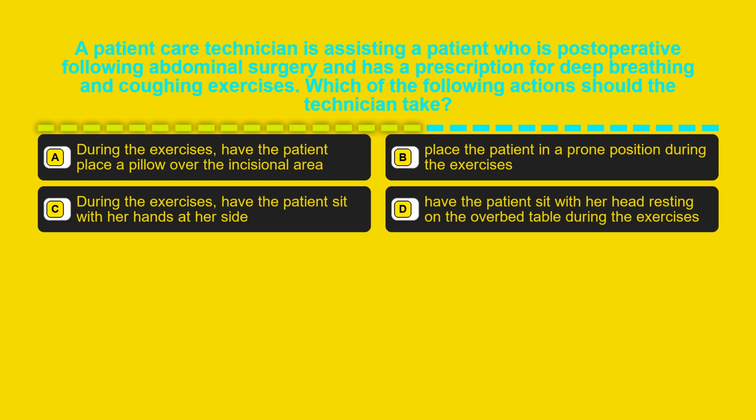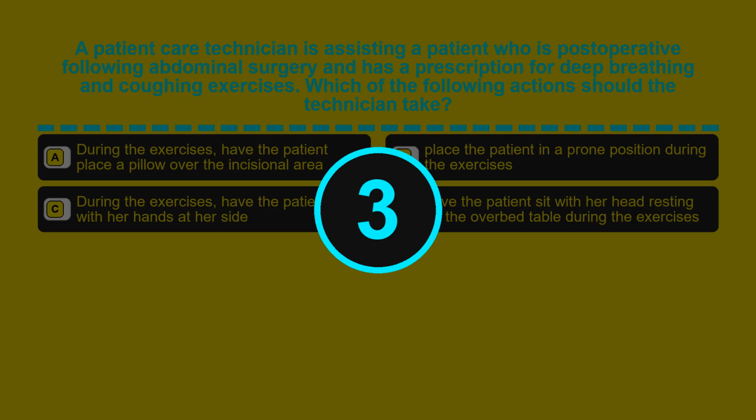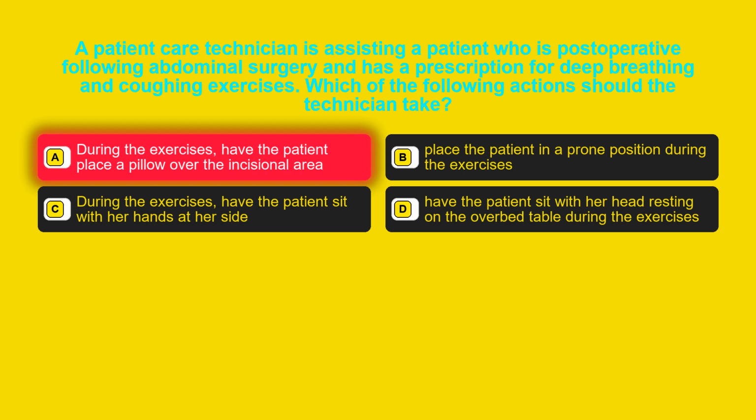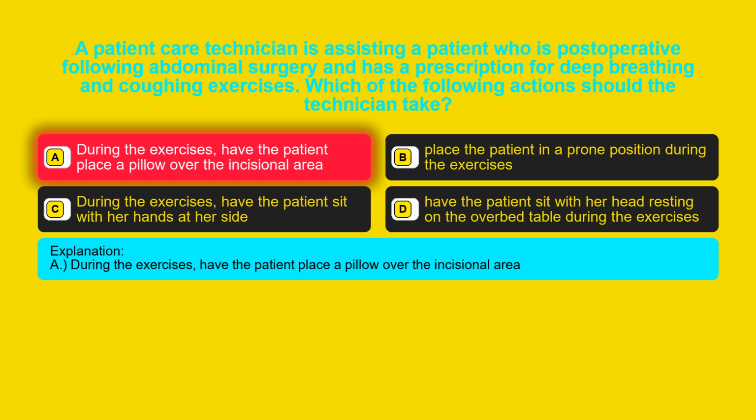Option A, during the exercises, have the patient place a pillow over the incisional area. Option B, place the patient in a prone position during the exercises. Option C, during the exercises, have the patient sit with her hands at her side. Option D, have the patient sit with her head resting on the overbed table during the exercises. The correct answer is option A, during the exercises, have the patient place a pillow over the incisional area.